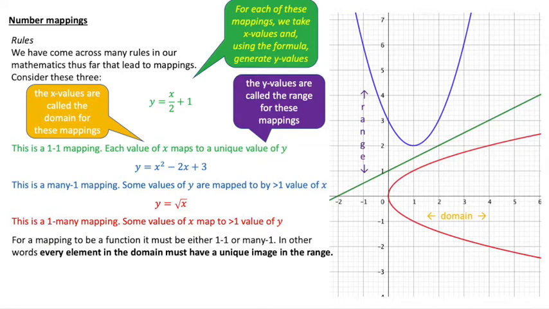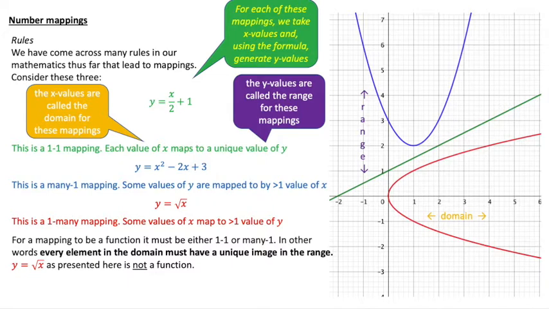Now, for a mapping to be a function, it must be either one to one or many to one. In other words, and this is really important, every element in the domain must have a unique image in the range. So in this example, we can't have any x value mapping to more than one y value.